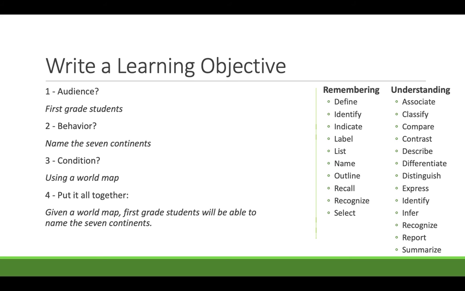So let's put it all together. Given a world map, first grade students will be able to name the 7 continents, okay? So we've got the condition at the start there. First grade students will be able to name the 7 continents. That's our completed learning objective.